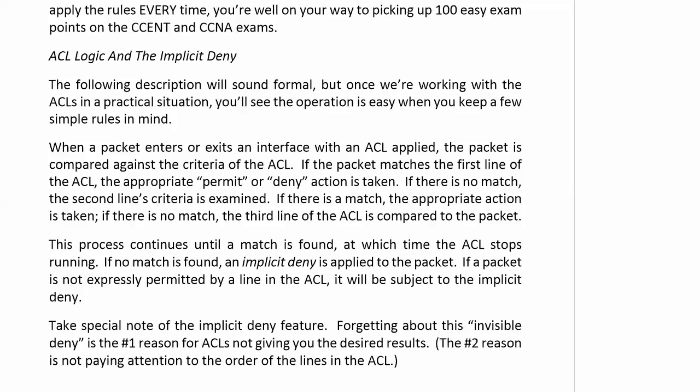Now what happens is, if the packet matches the first line of the ACL, the appropriate permit or deny action is then taken. And then that's it. But if the packet doesn't match the first line, we drop down to the second line. If there is a match, as you'd expect, the appropriate action is taken. If there is no match, the third line of the ACL is compared to the packet. Now, of course, the first obvious question here is, well, what if there's never a match? What happens then? Well, there actually has to be a match because of, I kid you not, an invisible line that's at the end of every ACL.